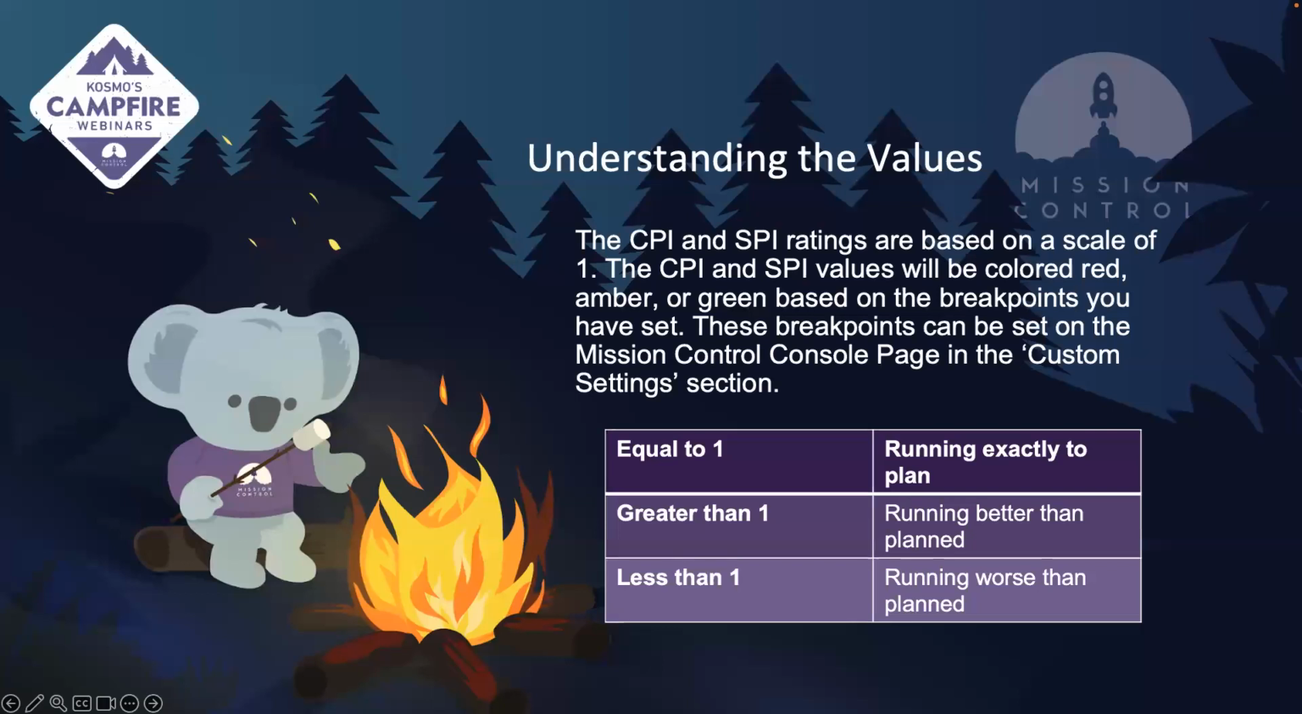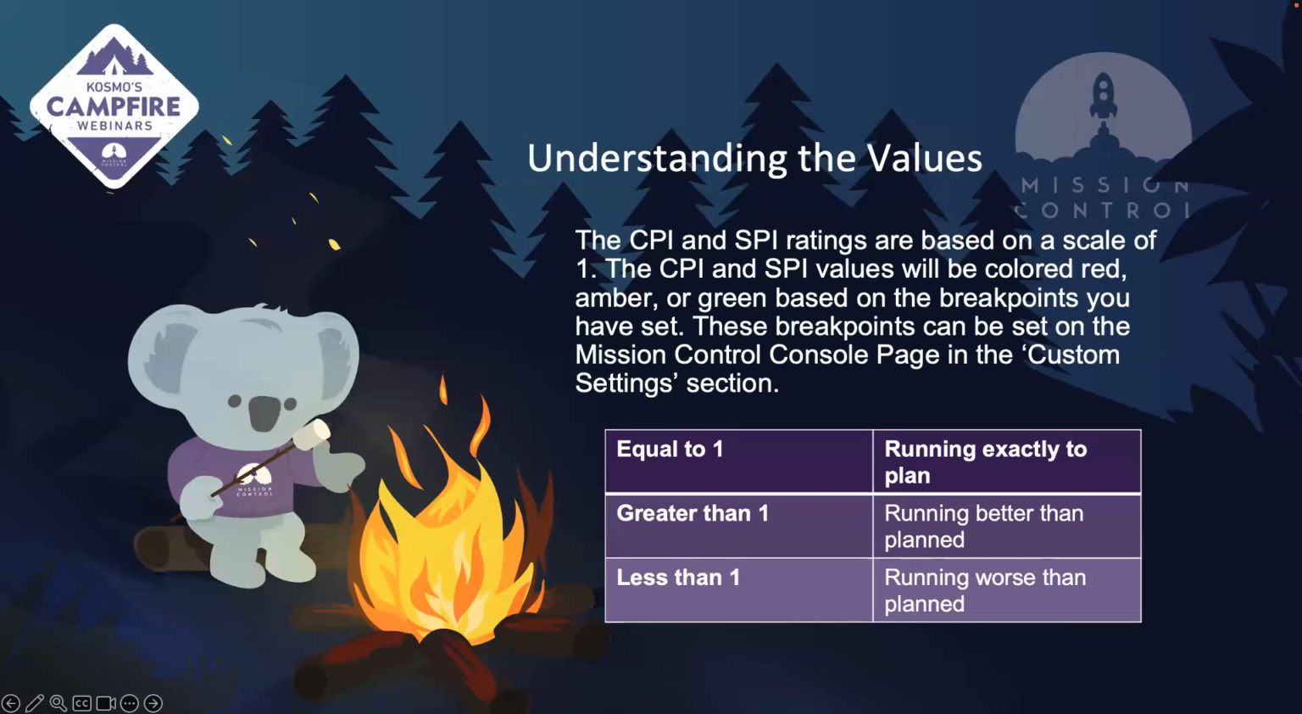All right, so let's understand the values. The CPI and the SPI ratings are based on a scale of 1. So if you view your project and you're seeing a setting close to 1 or equal to 1, then you're running exactly how you've planned. Your resources are logging their time when you're expecting them to. Your actions are being completed when you're expecting them to, and you're recognizing the amount of revenue. If it is greater than 1, then you are going ahead of plan. So you're ahead of budget and ahead of schedule on your project.